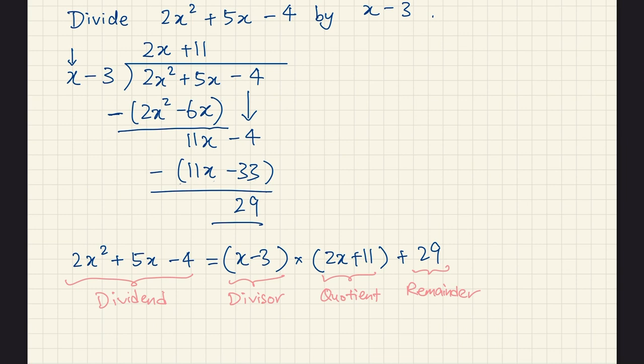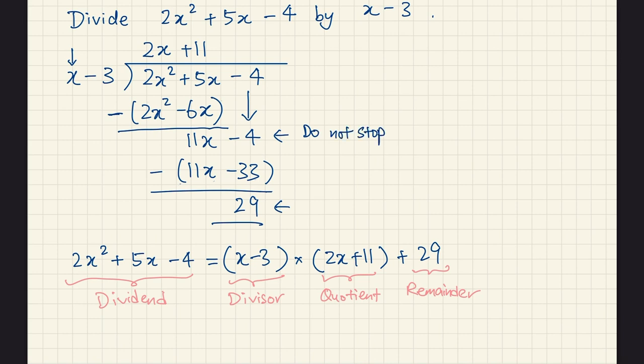So the question is, when do we know how to stop? If the polynomial is much more complex than that, how do we know when to stop? We stop only when the highest power of x is less than that of the divisor. We don't stop at 11x minus 4 because the highest power is x to the power 1, and in the divisor it is also x to the power 1. So it's not yet less than the highest power of the divisor, so we do not stop.